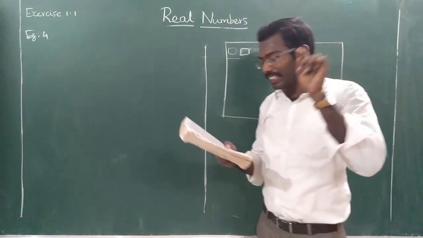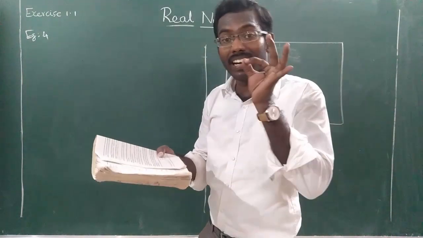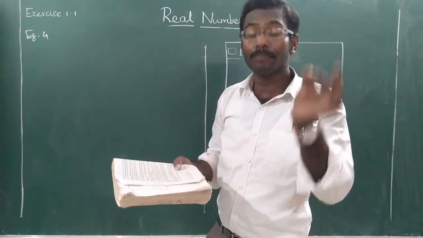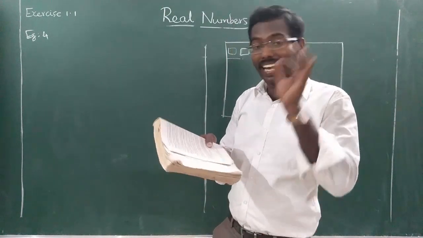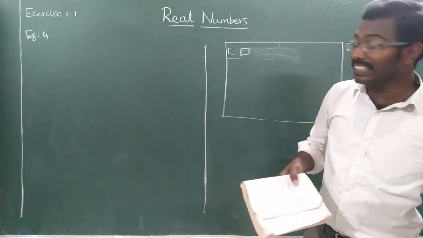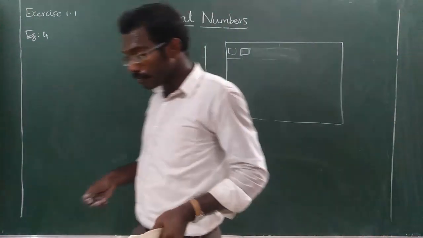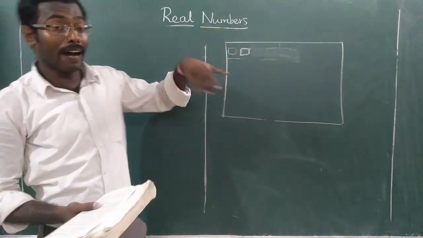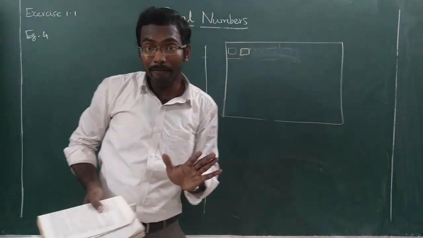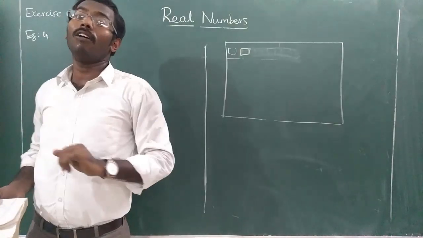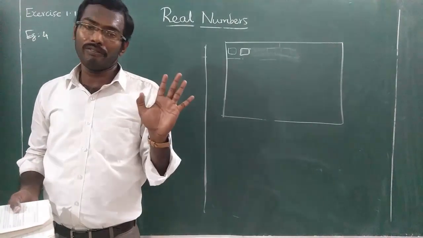In the question, they ask you to find the number of that. The number of that means the number of burfis that can be placed in each stack. So the condition is like that. You should place the maximum number of burfis in each stack. At the same time, all stacks should have the same number of burfis.